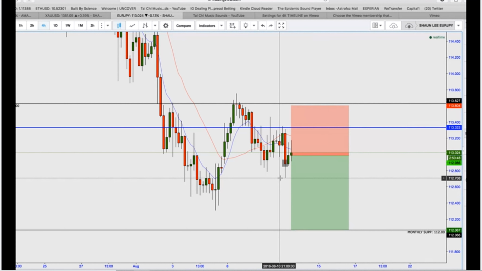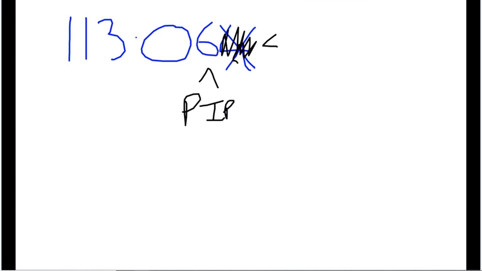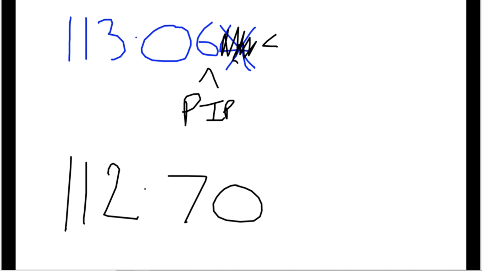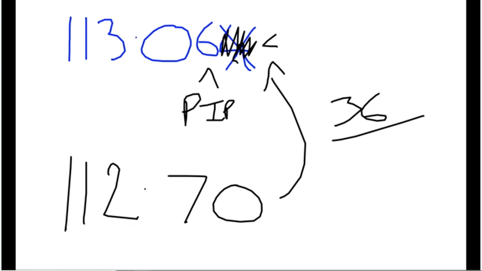So let's say the low today was 112.70. We can do this one in our heads. 70 to 06, 112 to 113, taking one away from the other. From the lows to the highs, guess what? 36 pips from the low to the high today. So with the yen pairs, we can ignore the third decimal. On the other pairs, we can ignore the fifth decimal. I just wanted to clear that up with everybody.